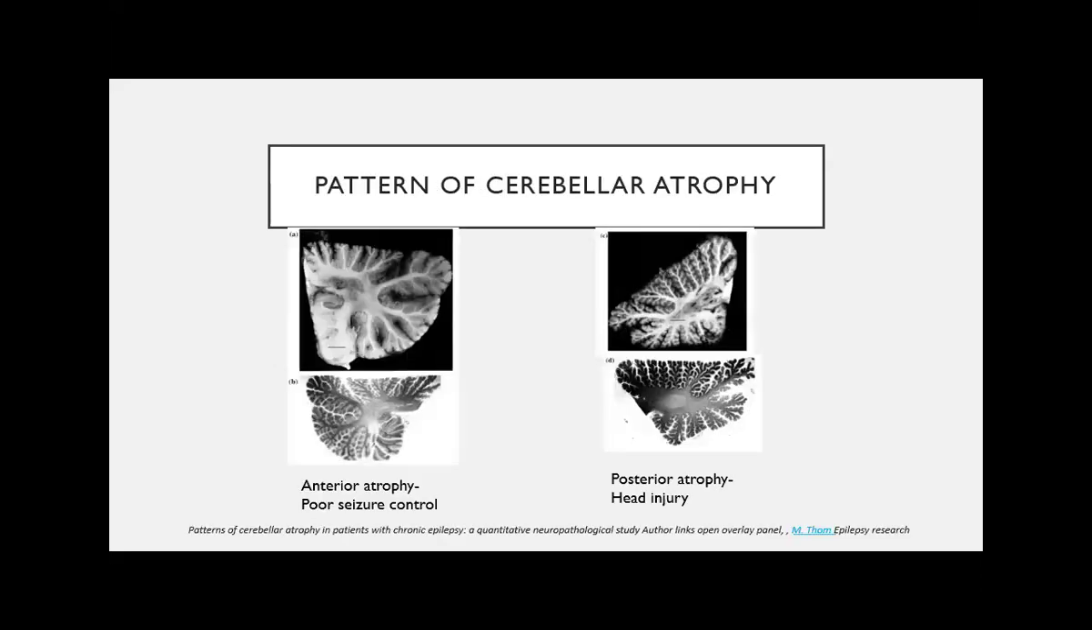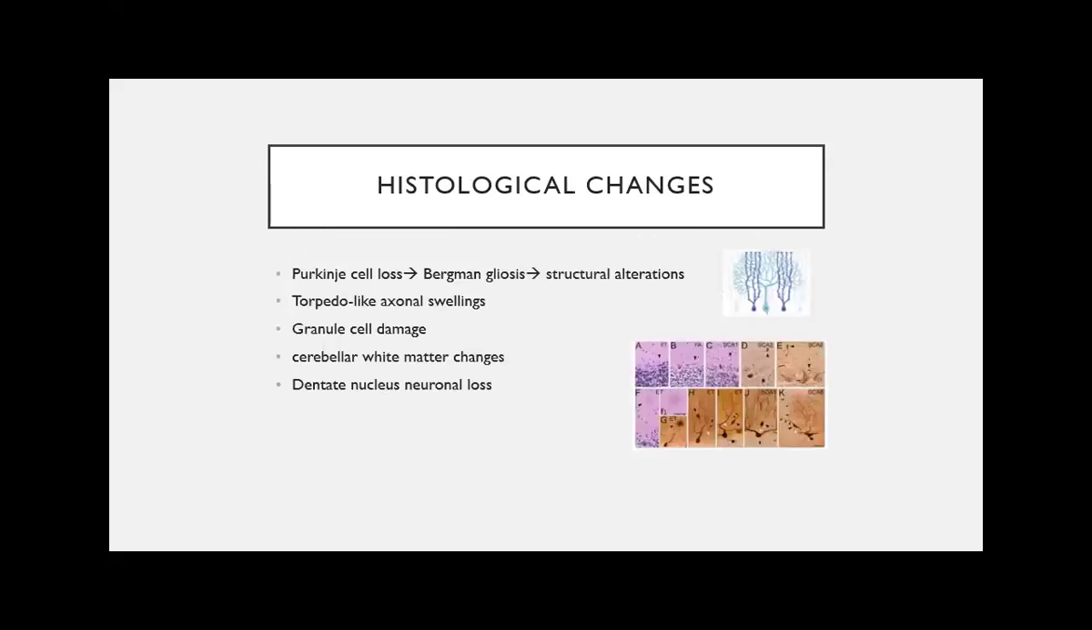Initial studies have found a pattern of cerebellar atrophy in various epilepsies, in various conditions. Whenever a patient has poor seizure control, it was thought to be associated with anterior atrophy, and posterior atrophy is mostly associated with head injury. The histological changes that we see include Purkinje cell loss, which leads to Bergmann gliosis and later structural alterations. There can be torpedo-like axonal swellings in the cerebellum, granule cell damage, cerebellar white matter changes, as well as dentate nucleus neuronal loss.